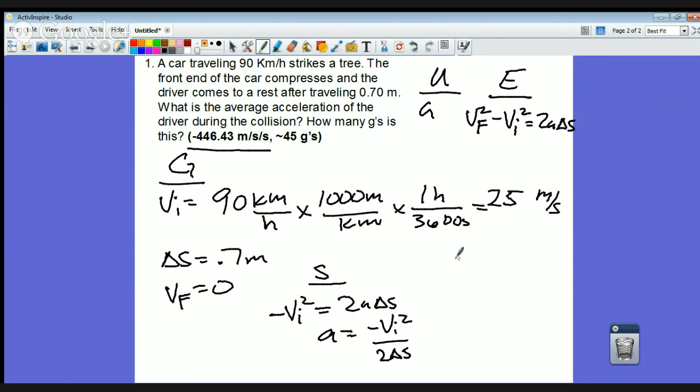A g is, well, 1g is just the acceleration of gravity, 9.8 meters per second squared. On the Earth, we're experiencing 1g. When you're in this car crash, you experience about 45 g's. It's a lot, and you've got to figure that much acceleration is probably going to hurt. So yeah, that's how you do that one.